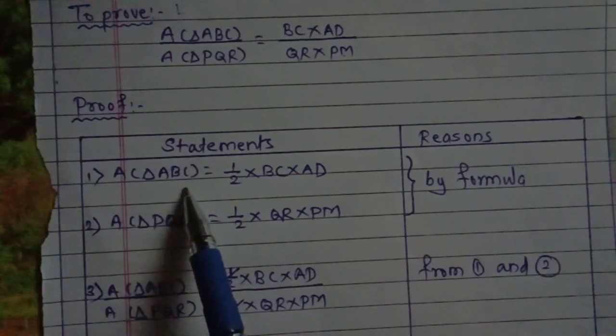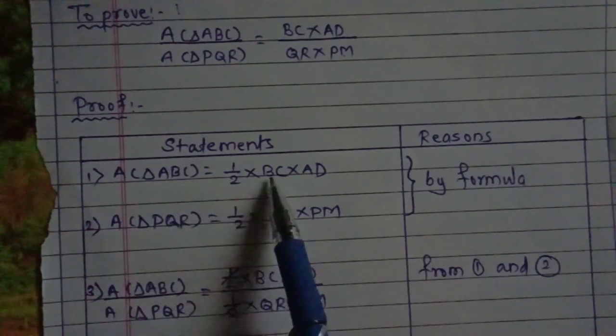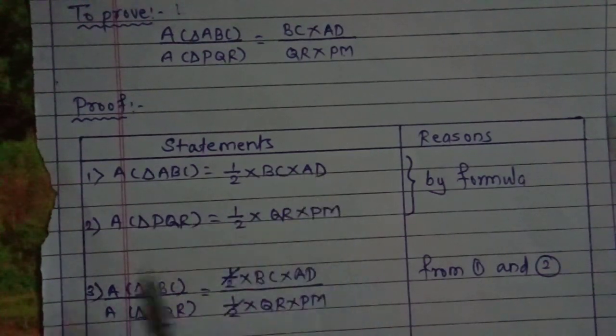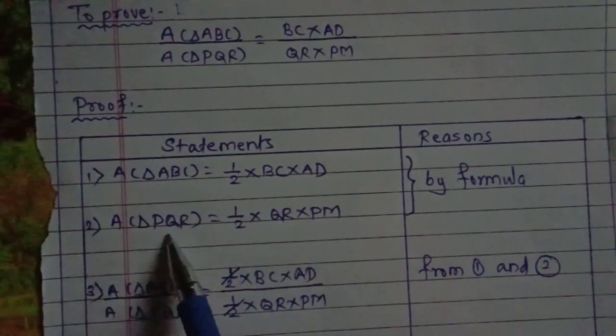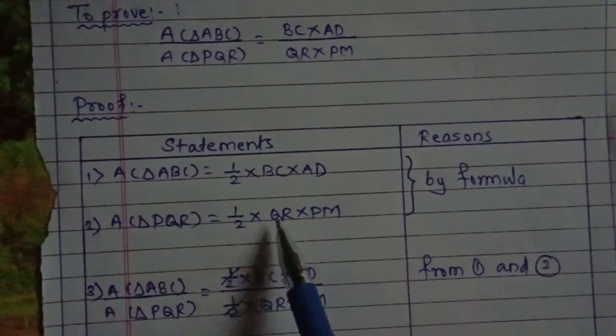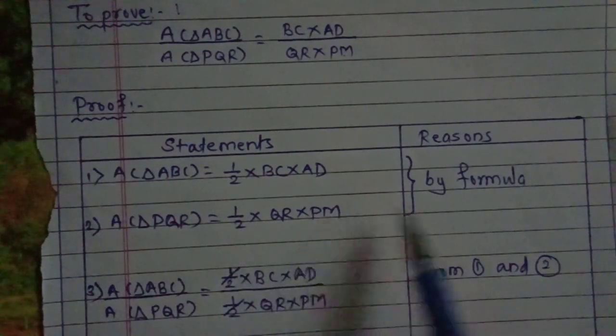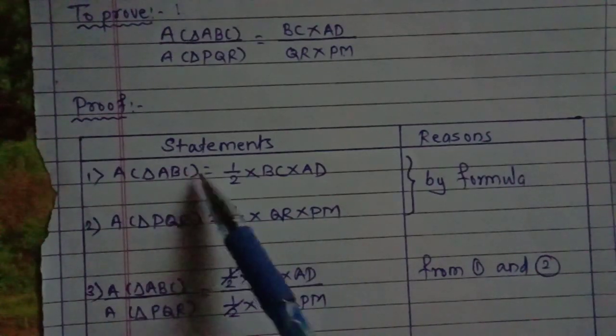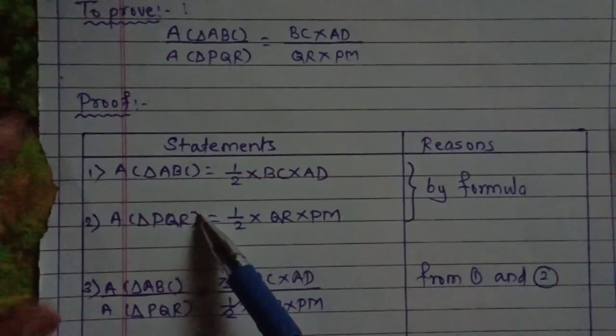In the proof, this is our first statement. Area triangle ABC is equal to 1 by 2 base BC into height AD. And same in triangle PQR, area triangle PQR is equal to 1 by 2 into base QR into height PM. This is by formula. Now we got here areas of two triangles. Now we have to take the ratio.